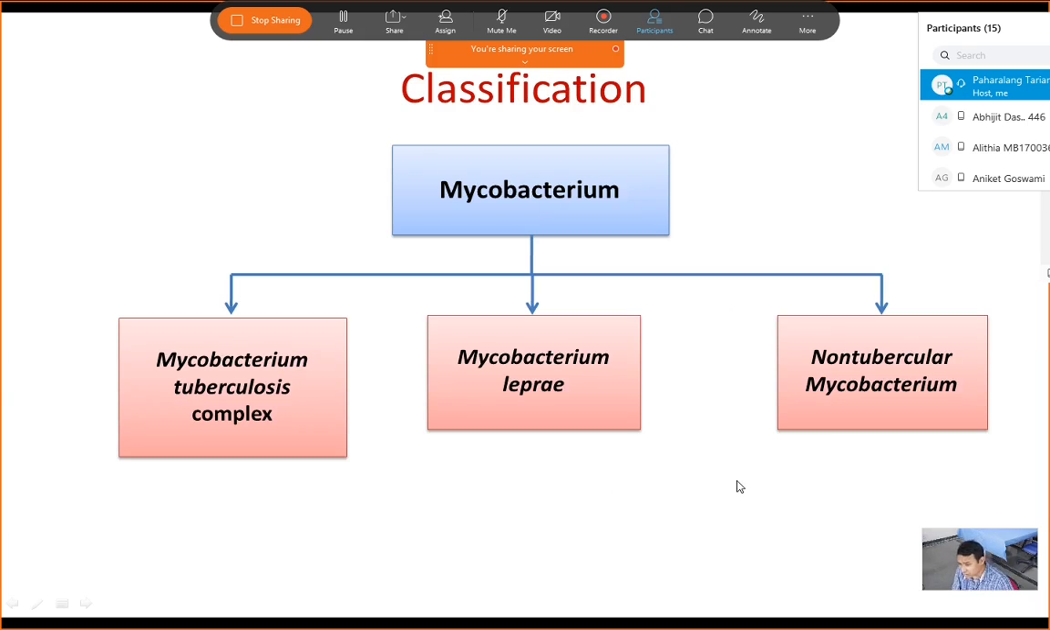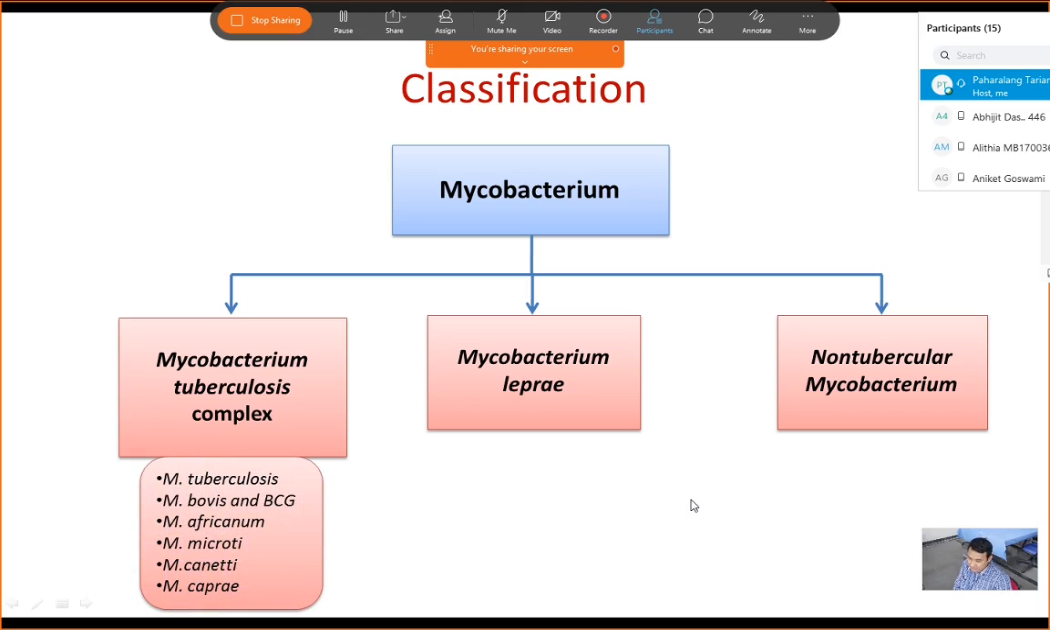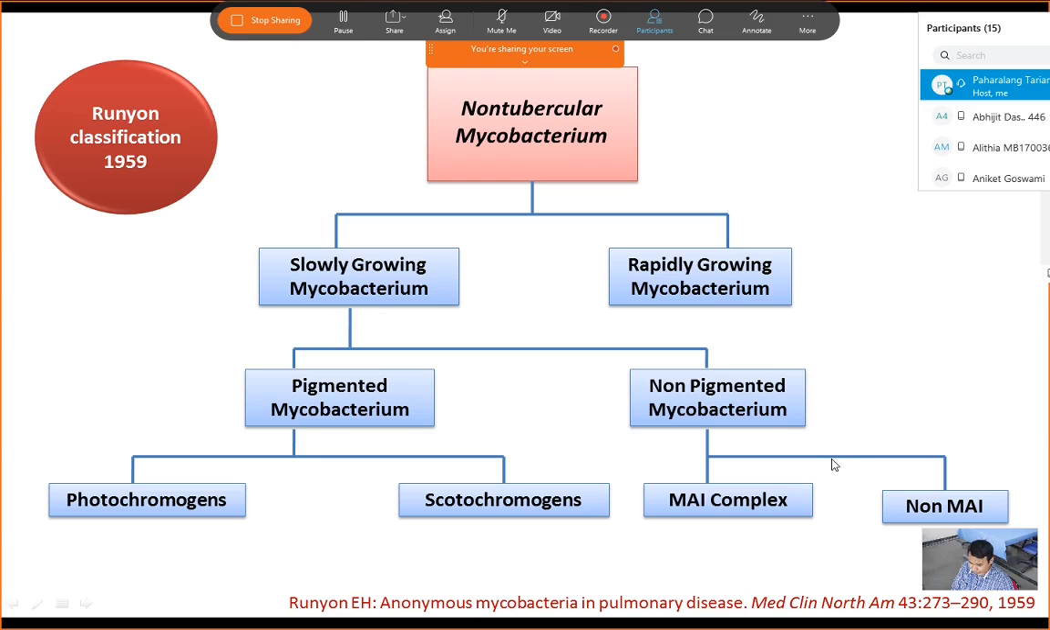So if we look at the overall classification of mycobacteria, you have three major classifications: the Mycobacterium tuberculosis complex, Mycobacterium leprae, and the non-tubercular mycobacteria. The Mycobacterium tuberculosis complex is further divided into Mycobacterium tuberculosis, Mycobacterium bovis and the BCG, Mycobacterium africanum, Mycobacterium microti, Mycobacterium canettii, and caprae. Then you have Mycobacterium leprae and the non-tubercular mycobacteria.